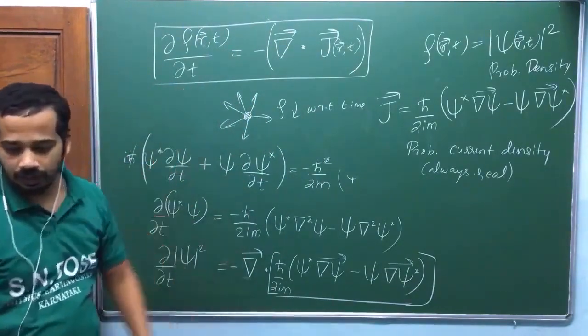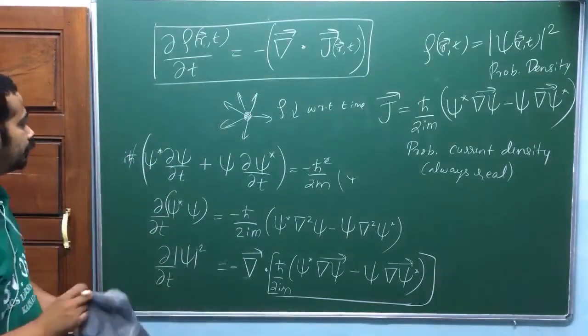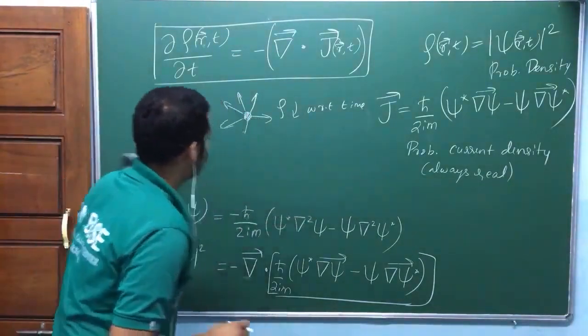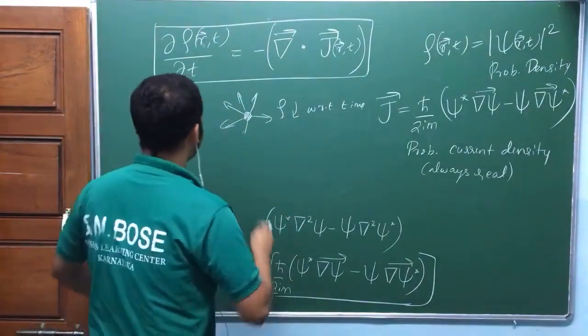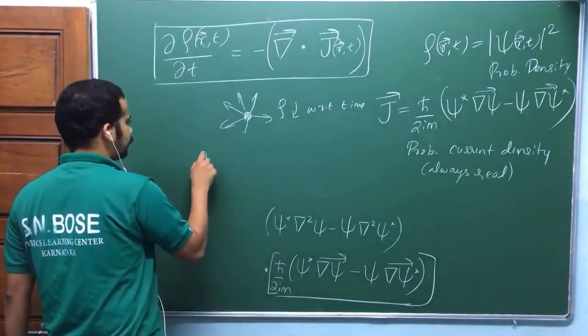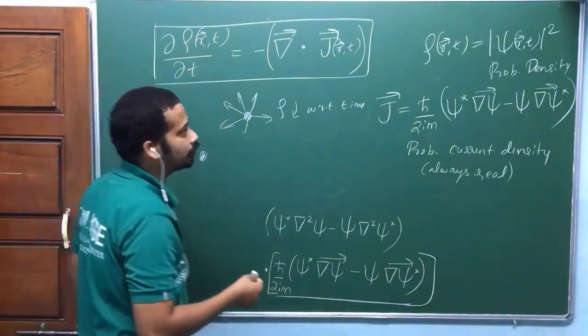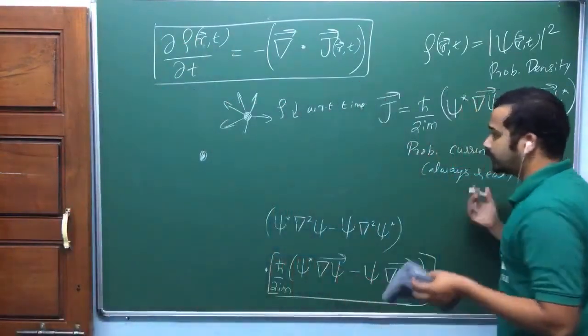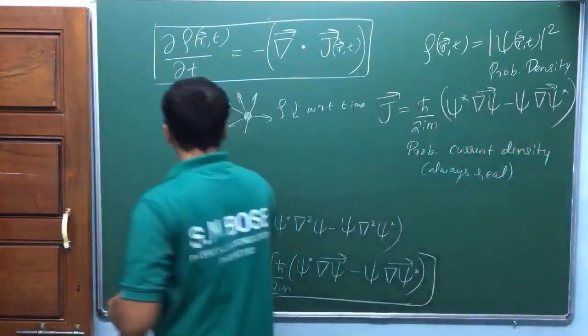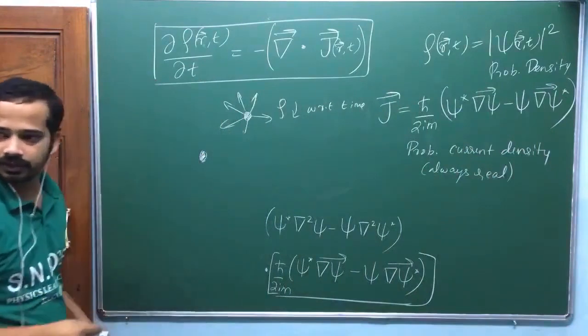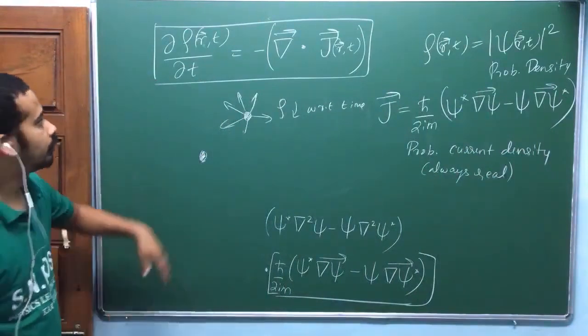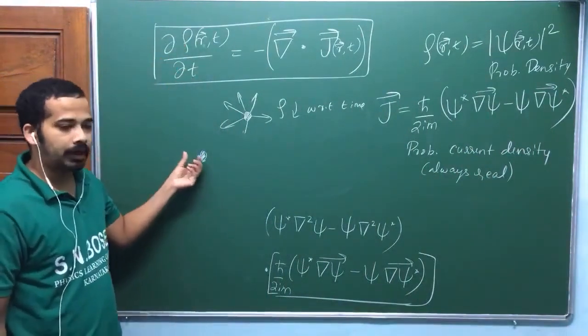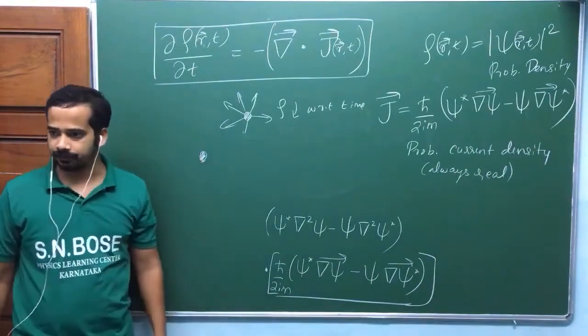Now we shall try to analyze this equation, I mean, try to understand this equation. Look here. At some point in space, suppose rho is decreasing. What do you mean by that? Probability density is decreasing, isn't it? Probability of finding the particle is decreasing. So rho is decreasing with respect to time means probability of finding the particle is decreasing.